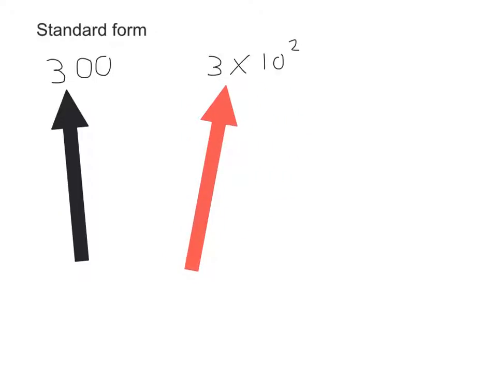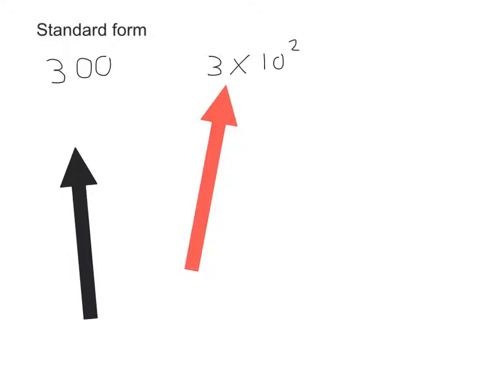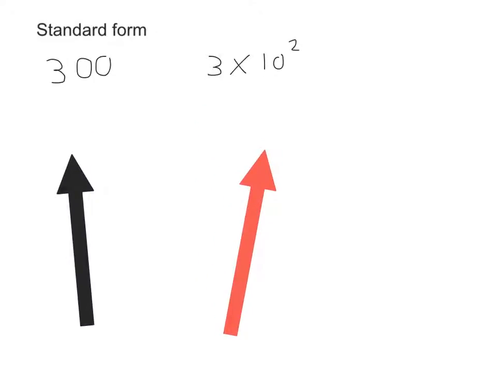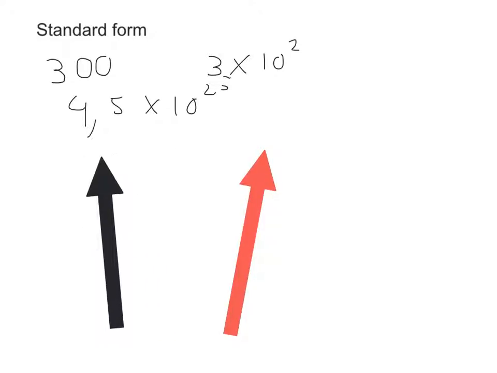So why do we use it? Because in certain cases, a number can be extremely big and complicated, and so we can write, for example, 4.5 times 10 to the power of 25. You can imagine that this one is very long to write in a normal way. So we use standard form.